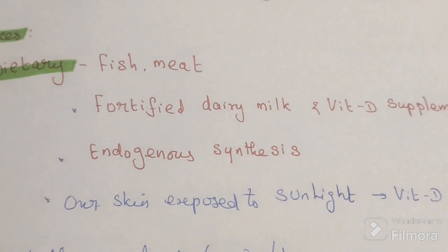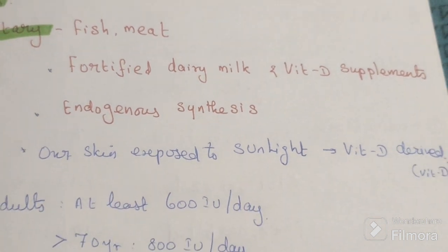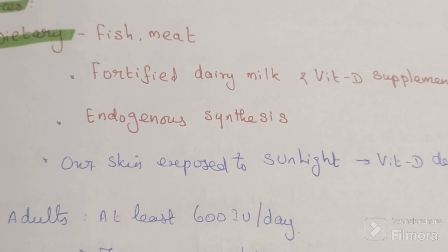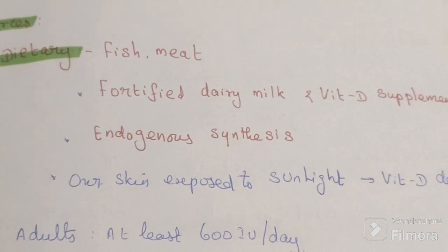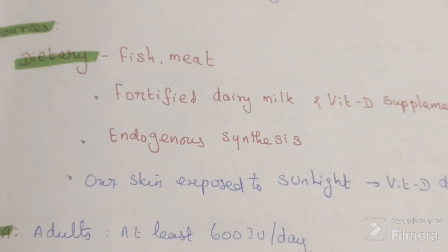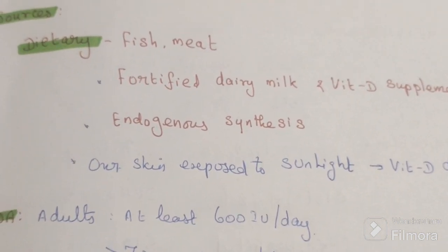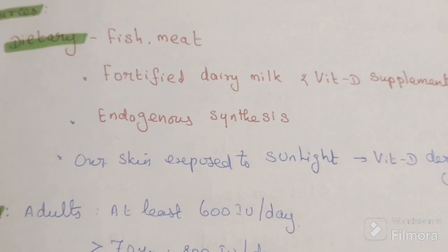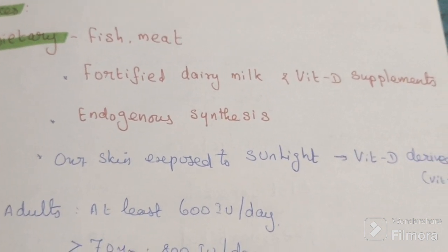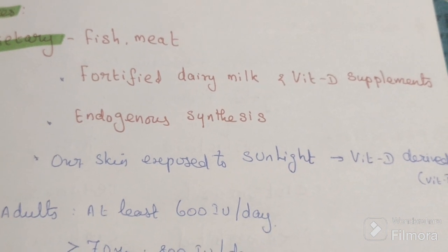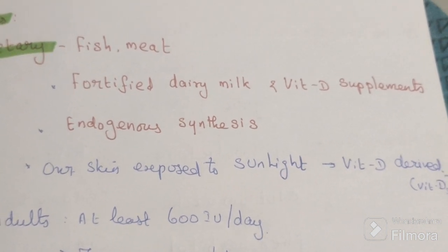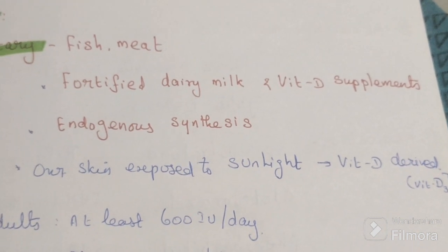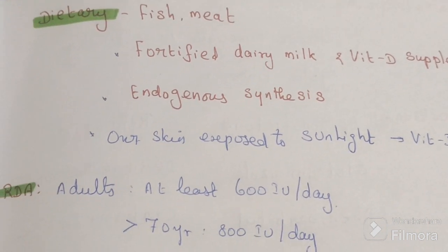Then we also get it from endogenous synthesis, our own body's synthesis. This vitamin D is derived from cholesterol in our skin. When our skin is exposed to sunlight, vitamin D can be derived. So that is vitamin D3.